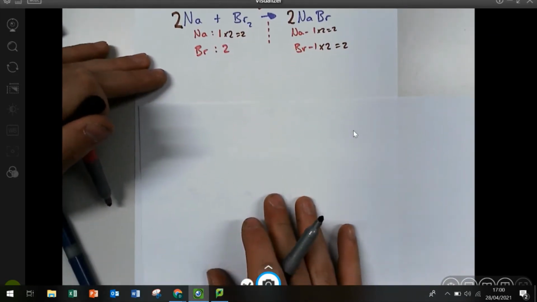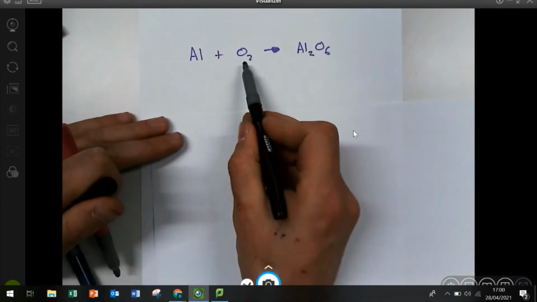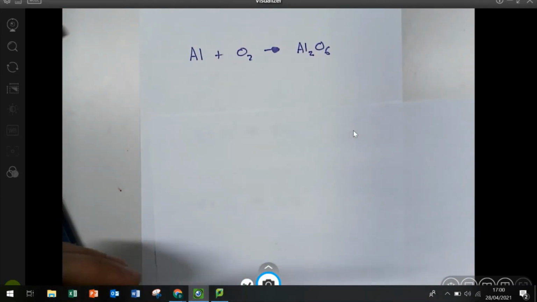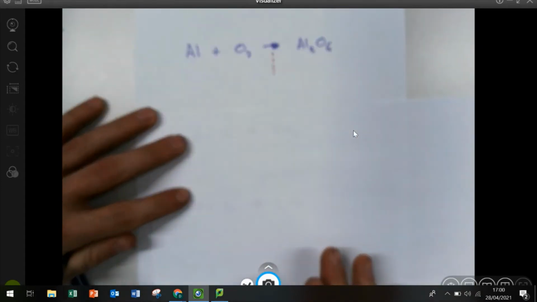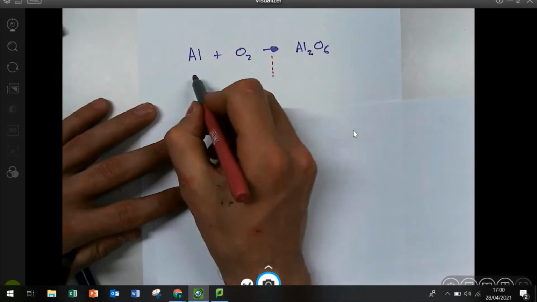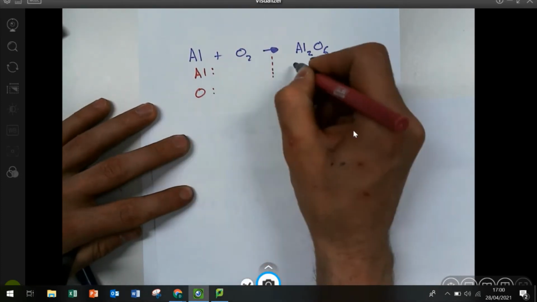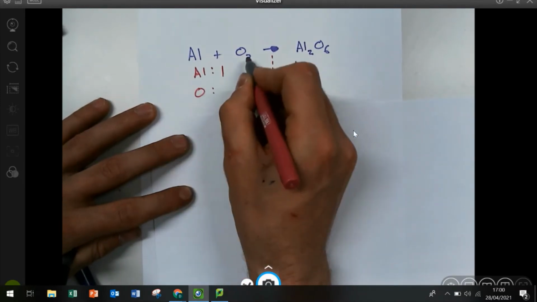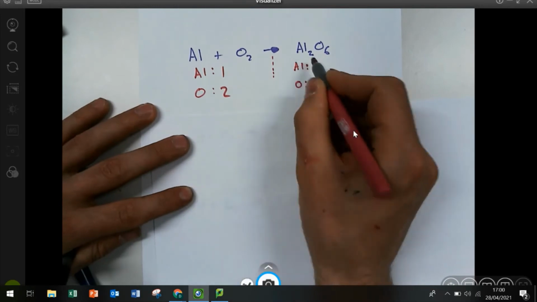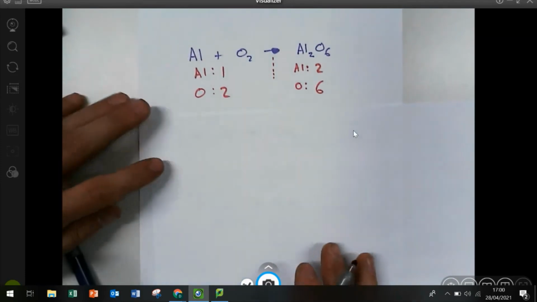Let's look at a second example. Here we've got aluminium and oxygen forming aluminium oxide. So the first step, I put a line down the middle to separate the reactants and products. Then I'm going to list all of my atoms. So we've got before, 1 aluminium, 2 oxygen. Afterwards, we've got 2 aluminium, because there's a 2 there, and 6 oxygen.